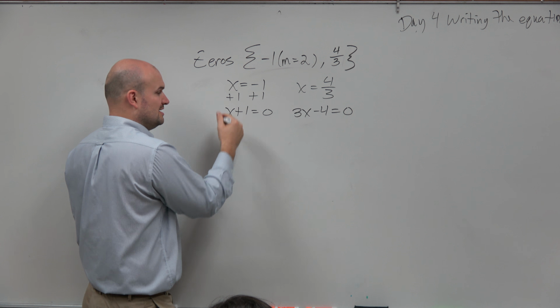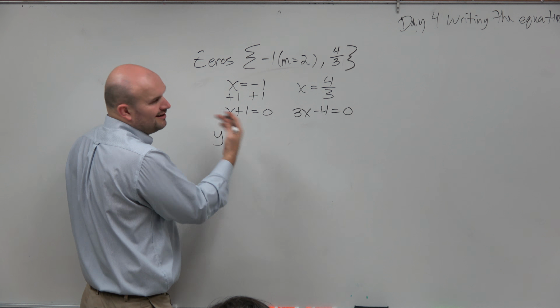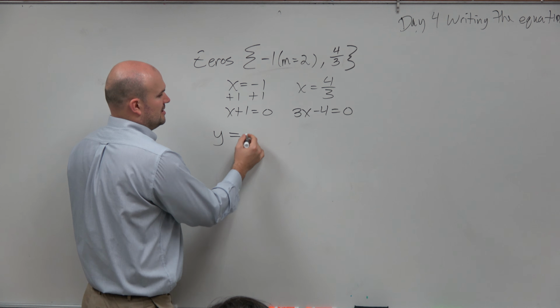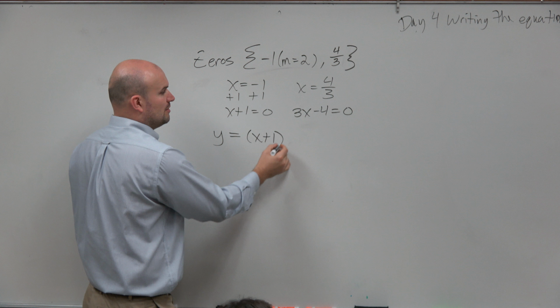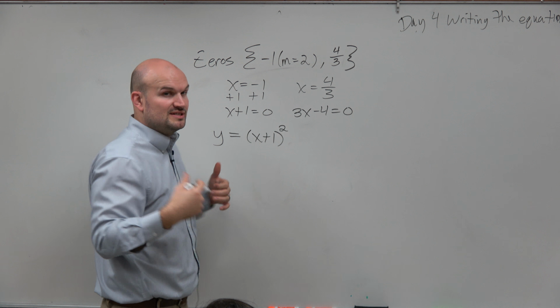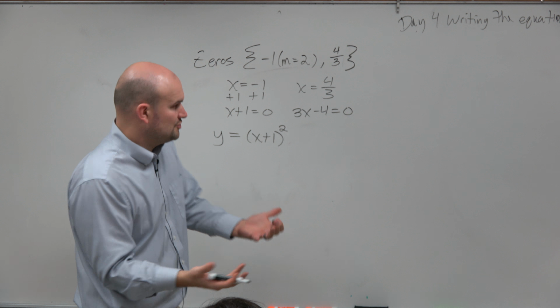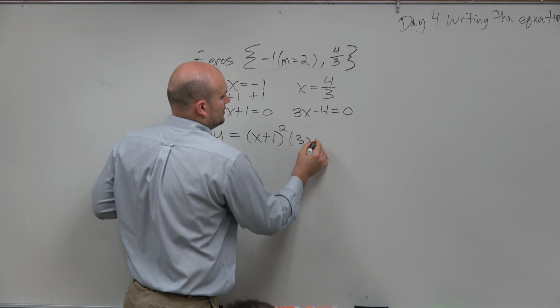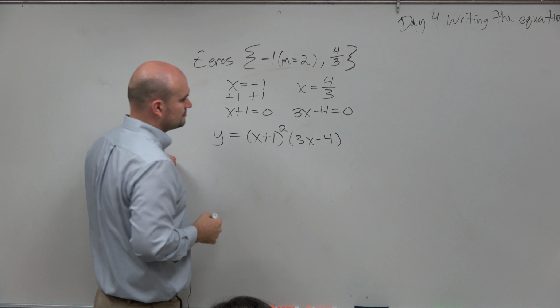Now, we're trying to write the equation, so I'm going to set it equal to y or f of x, either case. So I can write this as x plus 1. However, what was the multiplicity? 2. And then here's just a 0. If it doesn't say what the multiplicity is, we can just assume that multiplicity is 1, 3x minus 4. So here is a binomial squared.